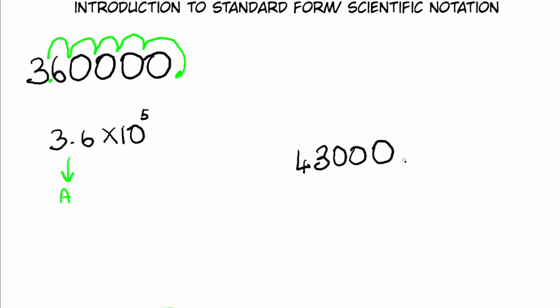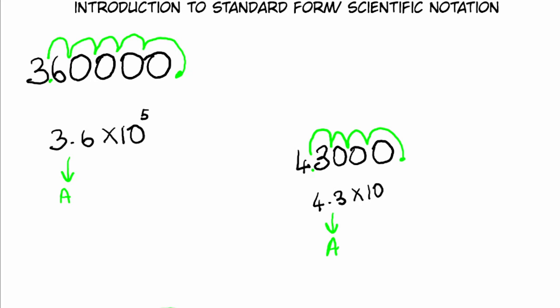So the decimal point would be here behind the last 0 in 43,000. Let's move. If our decimal point falls between the 4 and the 3, we end up with 4.3. That is between 1 and 10. As such, 4.3 would be our a value. Now, let's put back the multiplication sign and the 10. We now need to find our n value.